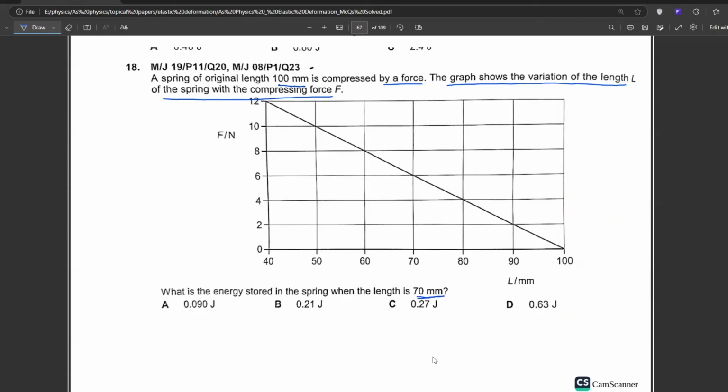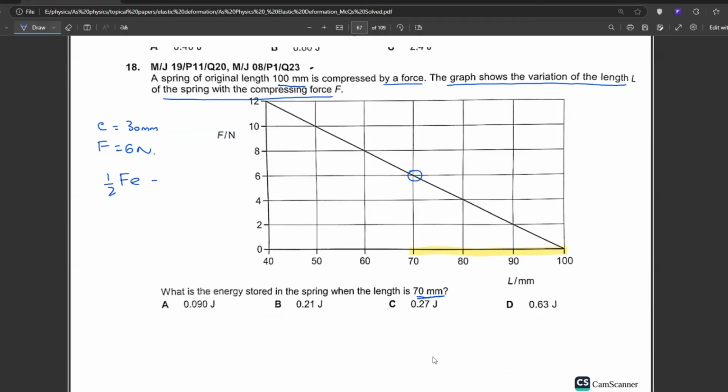Perfect. What is the energy stored in the spring when the length is 70 mm? Okay. When the length is 70 mm, what is the compression? The compression is 30 mm. You can say the compression or the extension is 30 mm. What is the force being applied? Force being applied is 6 newton.